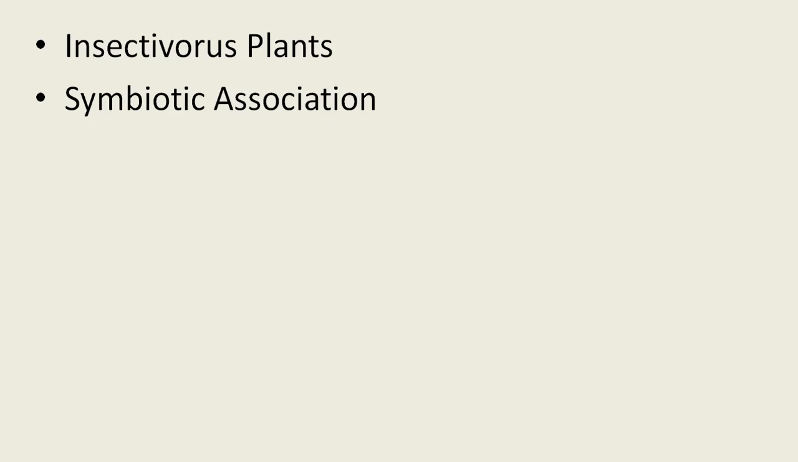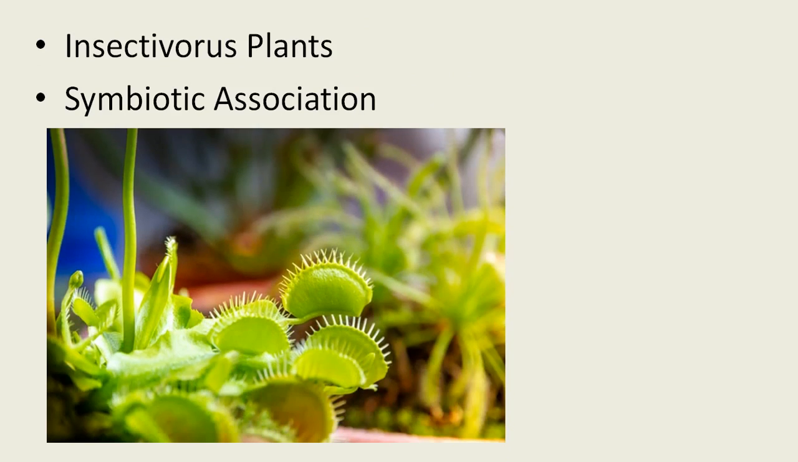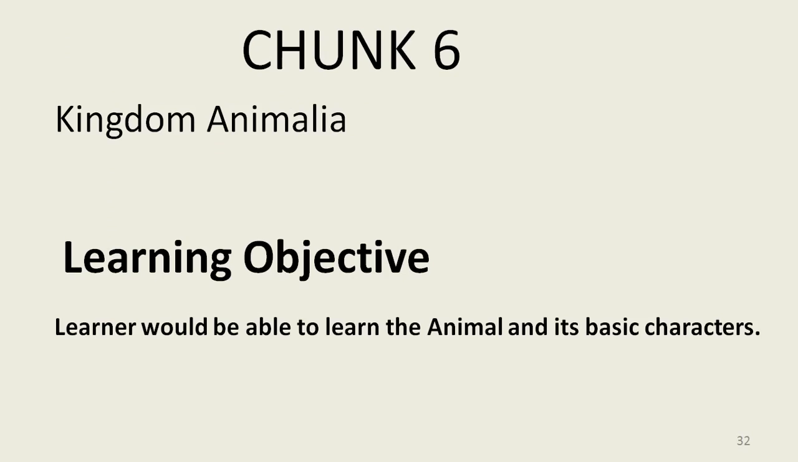Some plants also act as insectivorous plants. We see the pictures of insectivorous plants. The Venus flytrap acts as an insectivorous plant in nature, and other plants have symbiotic associations. For example, lichens. This is a symbiotic association.